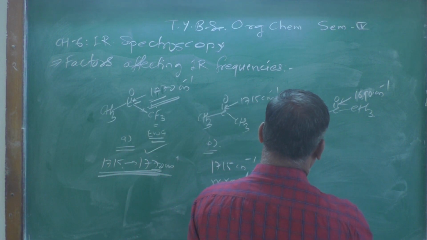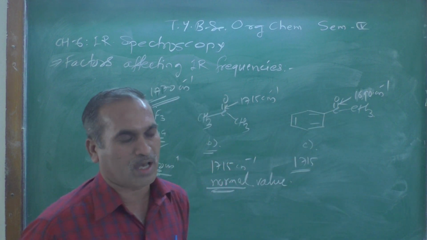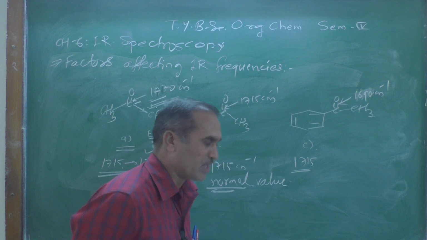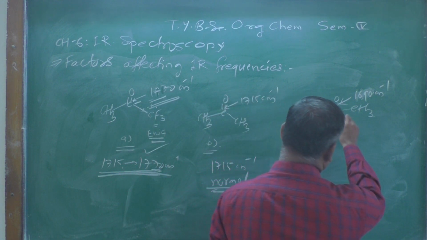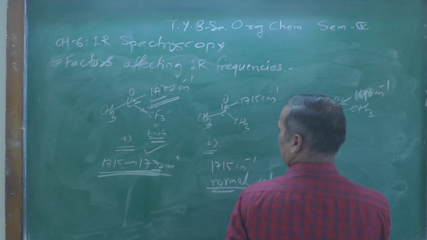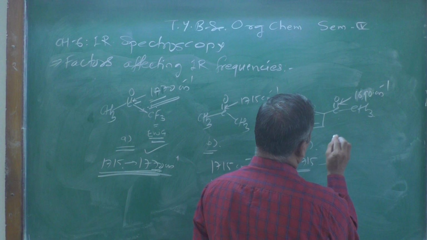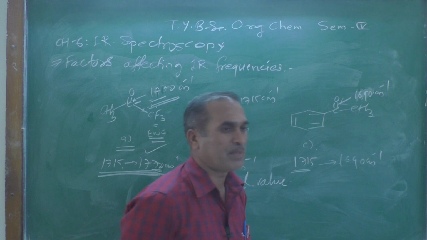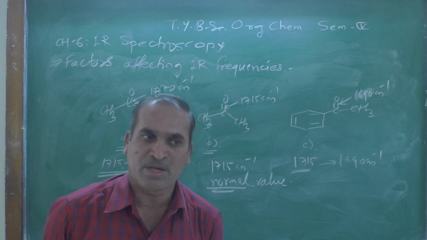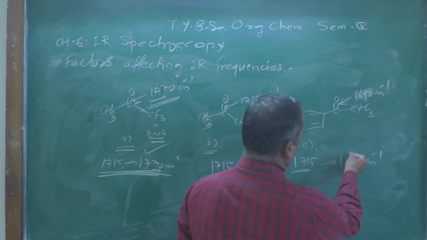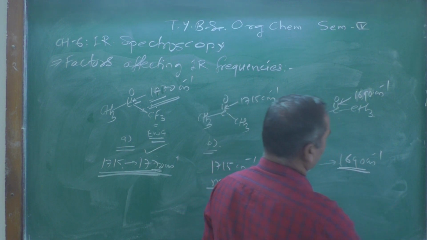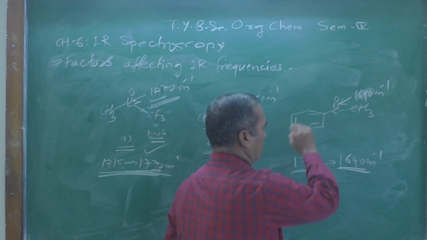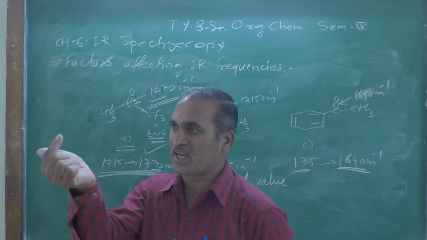Now here, as we know, the normal value of the carbonyl group will be 1715 per centimeter, but if you observe this structure carefully, what do you observe? There is a decrease in carbonyl frequency. The peak appears around 1619 per centimeter. And why this? There is a decrease in the IR frequency. Look at this carbonyl group: single bond and then a double bond, meaning the carbonyl group is present in conjugation.